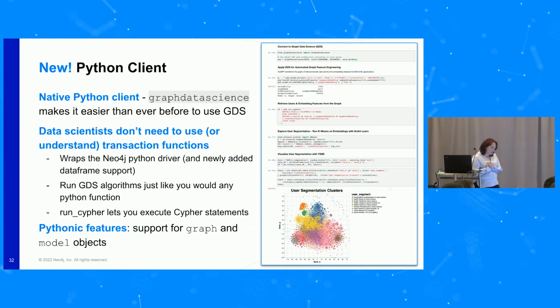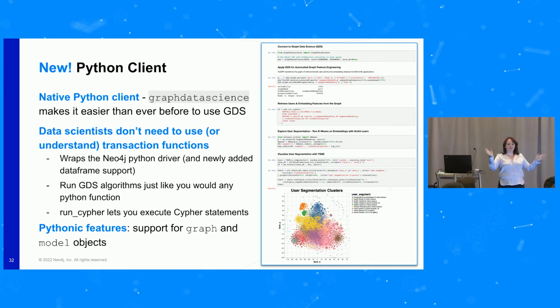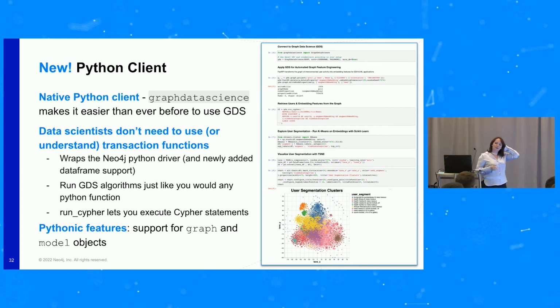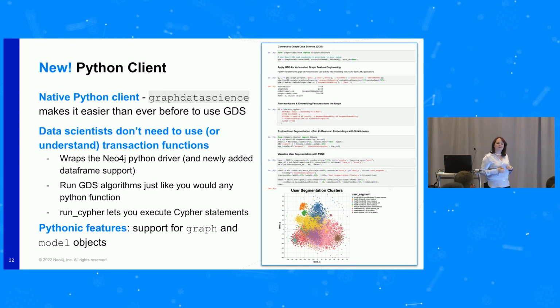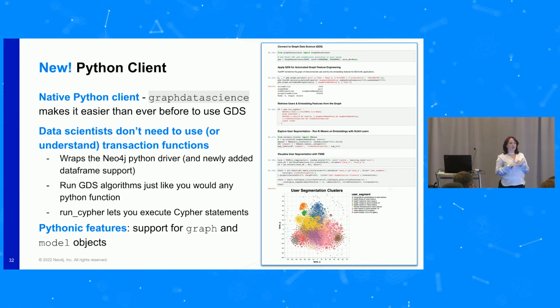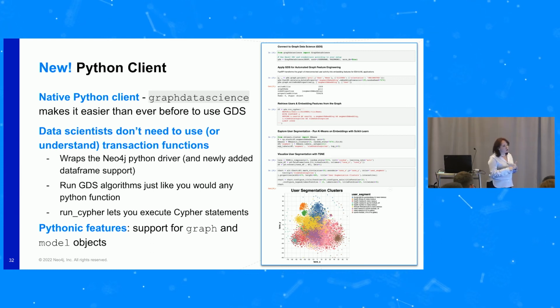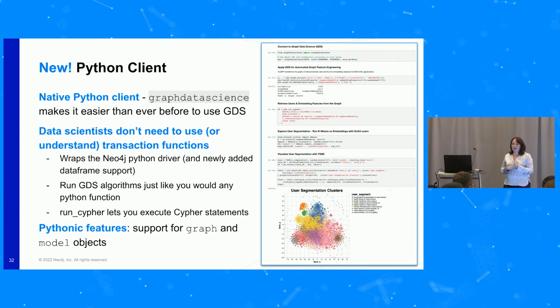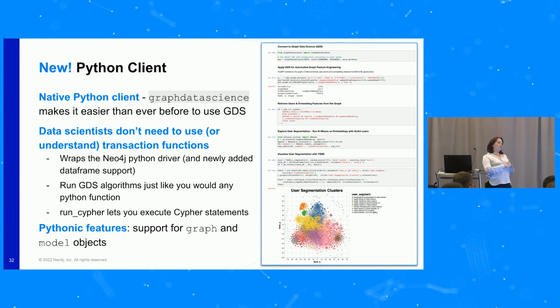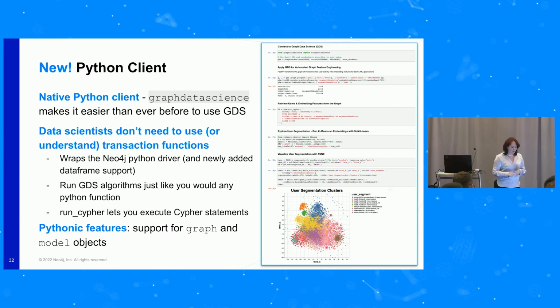So next thing I want to talk about is our Python client. This was another thing we kind of glossed over in the demo. If you code in Python, you might have been like, wow, her code looks kind of different than what I'm used to. With GDS 2.0, we introduced our native Python client. So you just import graph data science, and you can use GDS just like you would any other Python library. You don't have to sort out Cypher. You don't have to understand transaction functions.